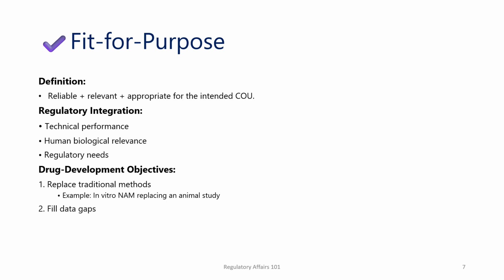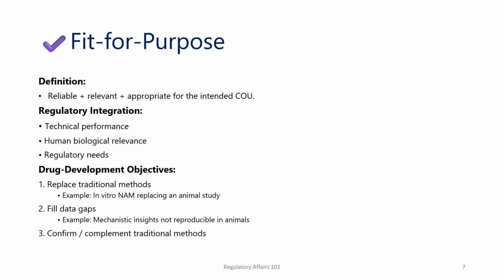Second, a NAM can fill data gaps, especially when traditional models are unavailable, insufficient, or not predictive. An in vitro NAM may help explain the mechanisms of toxicity or action observed in humans, but not reproducible in animals due to species-specific differences.